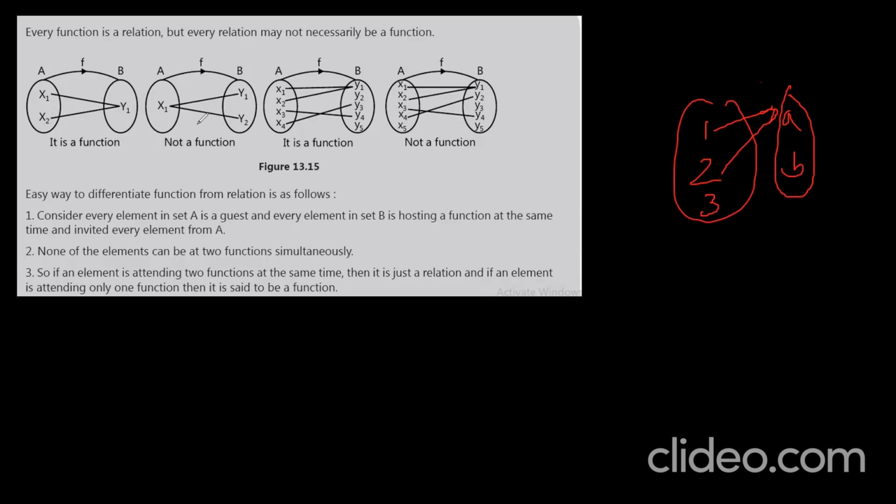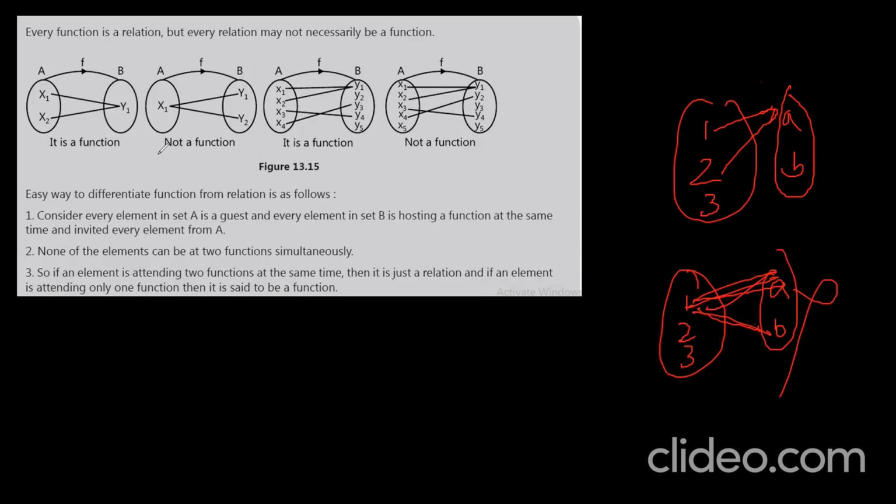This is not a function. Why? Because with this 1, 2, 3, A, B, if I take A, one element has two images here. So this is totally wrong. It's not a function. One element does not have two images. But in set B, one element has two images of A.